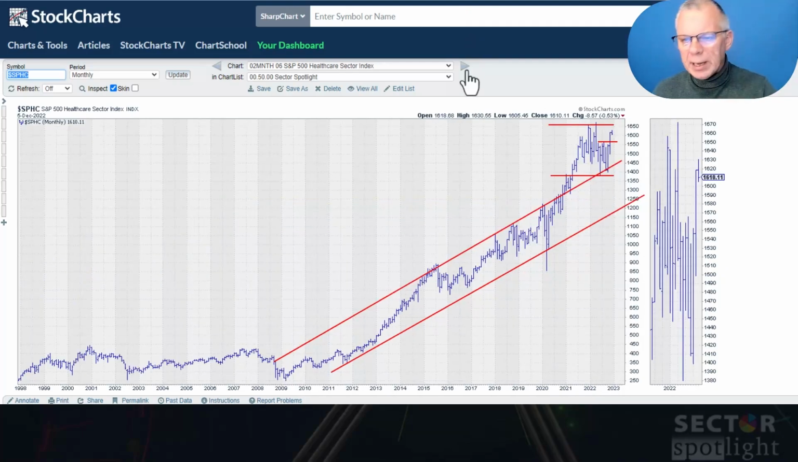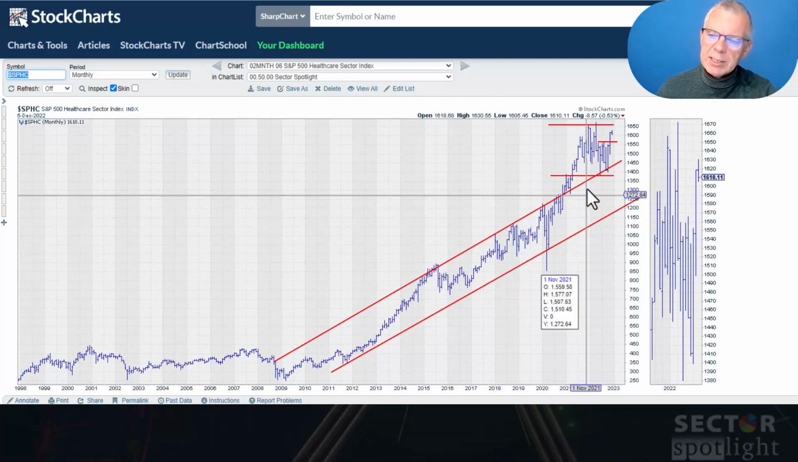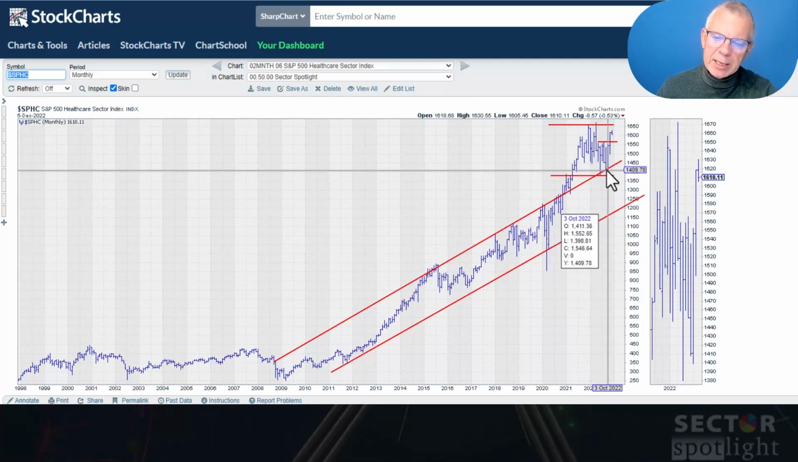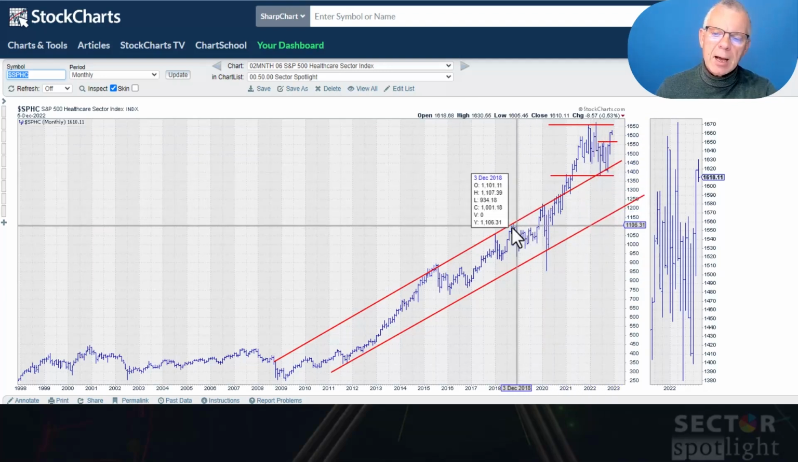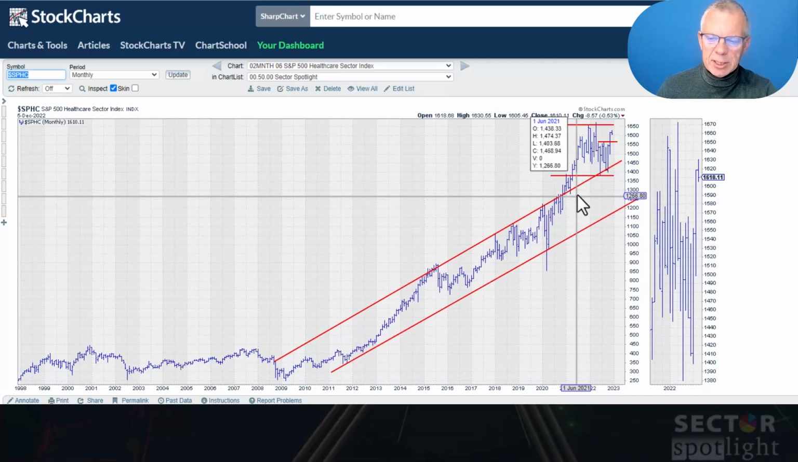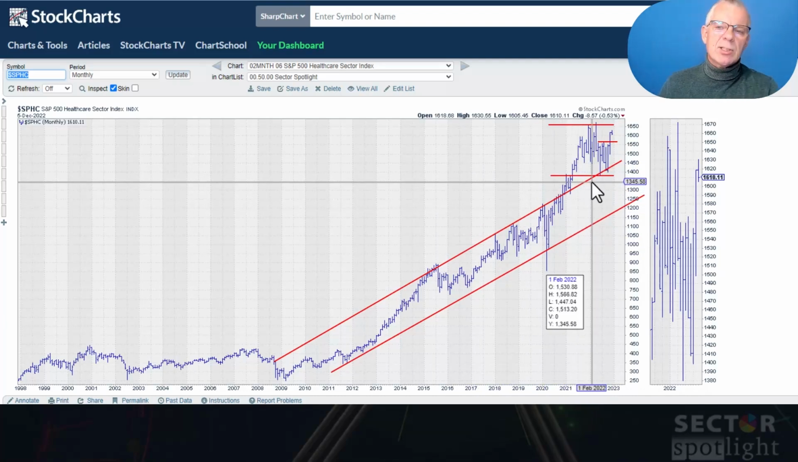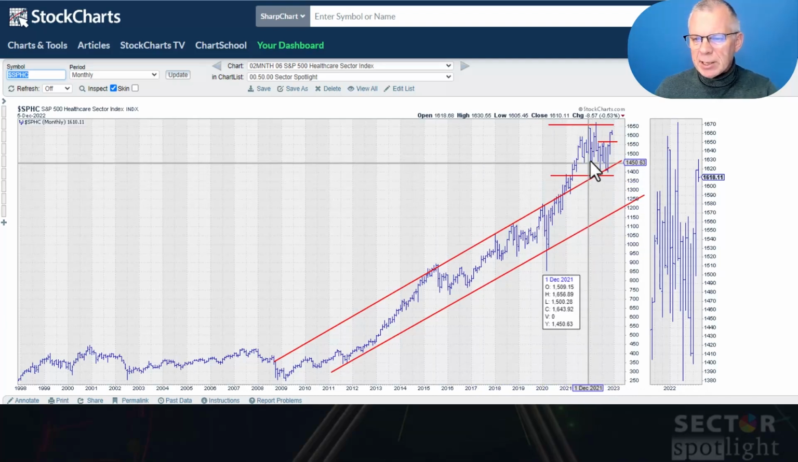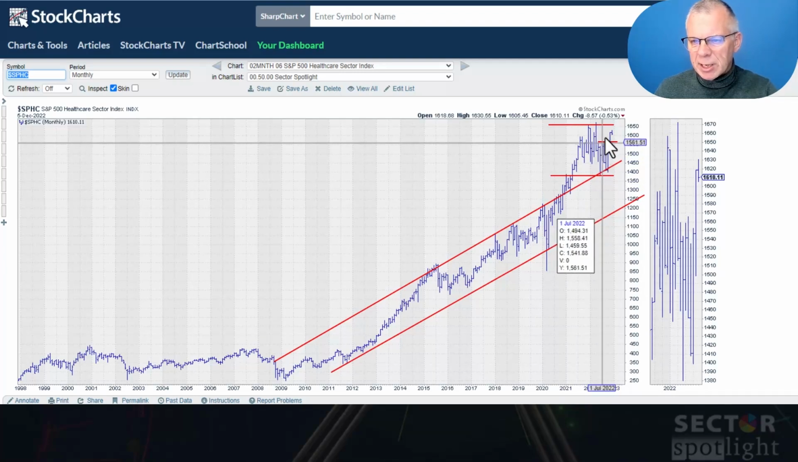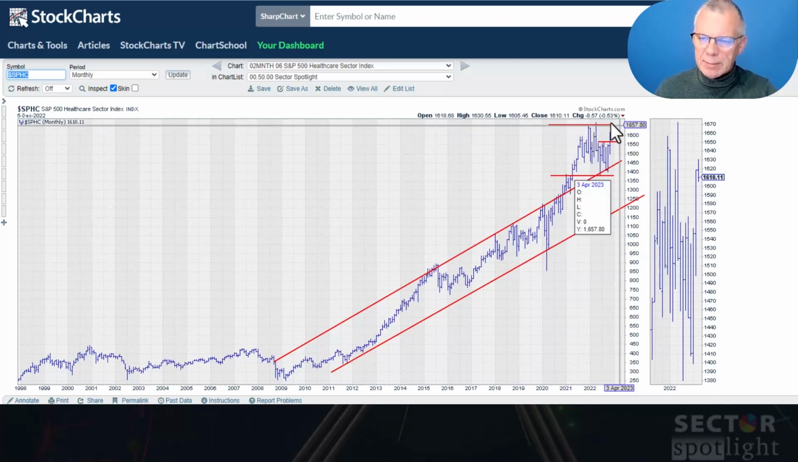If we go to healthcare, we see something similar. Here also, no clear pattern of higher highs, higher lows, or lower highs, lower lows. What we do see is that the healthcare sector managed to hold up above its old rising resistance line, which is now starting to act as support. And we did manage to break above that resistance area. We're pushing against the all-time highs here.